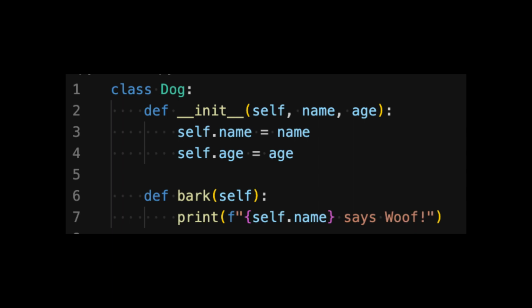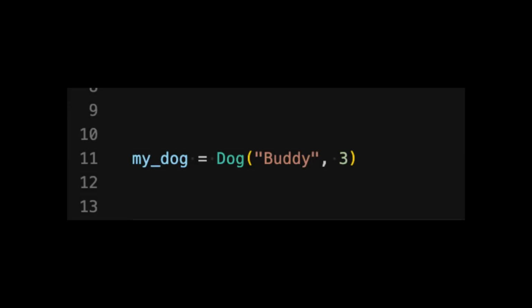Let's create a simple class called dog. The init method is a special method called a constructor. It's called when you create a new object from the class. The self parameter represents the instance of the class, and you can use it to access the object's attributes and methods. Now let's create a dog object.